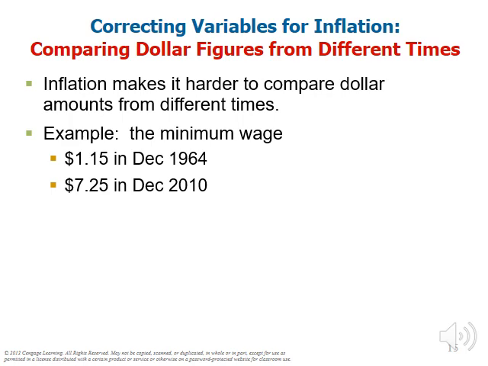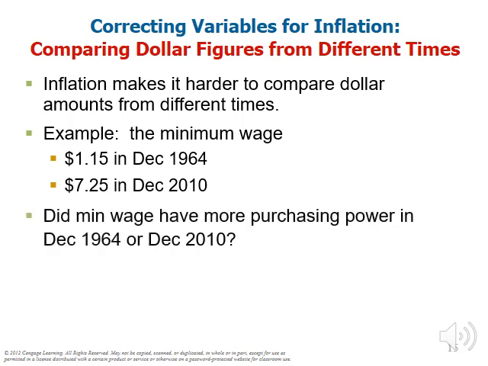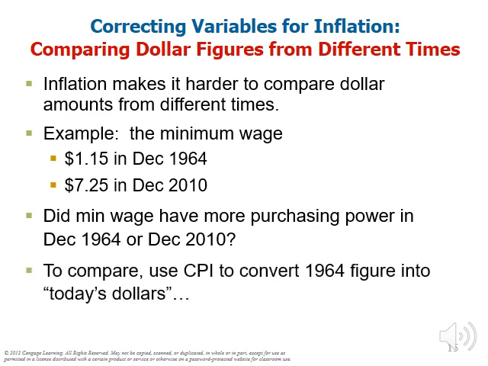But we have to convert these to real variables before we can actually make a meaningful comparison. Did the minimum wage have more purchasing power in December 1964 or 2010? To know that, we have to know how many goods and services $1.15 would buy in 64 and find out whether or not it would buy more or less goods and services than $7.25 in 2010. To compare these two figures, we're going to use the CPI and the rate of inflation to convert 1964 dollars into 2010 dollars.